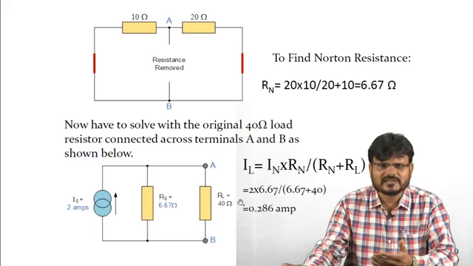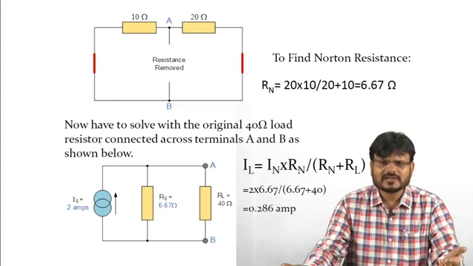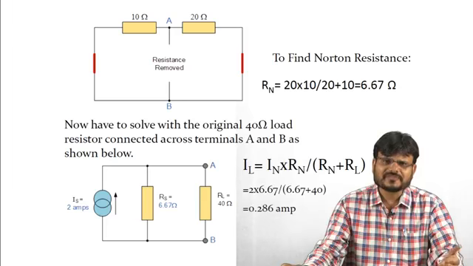So the value of RL is what? 40 ohm, and the Norton resistance is what? 6.67. So 2 into 6.67 divided by 6.67 plus 40. So this comes to 0.286 ampere. So this is how you have calculated the load current with the help of the Norton theorem.